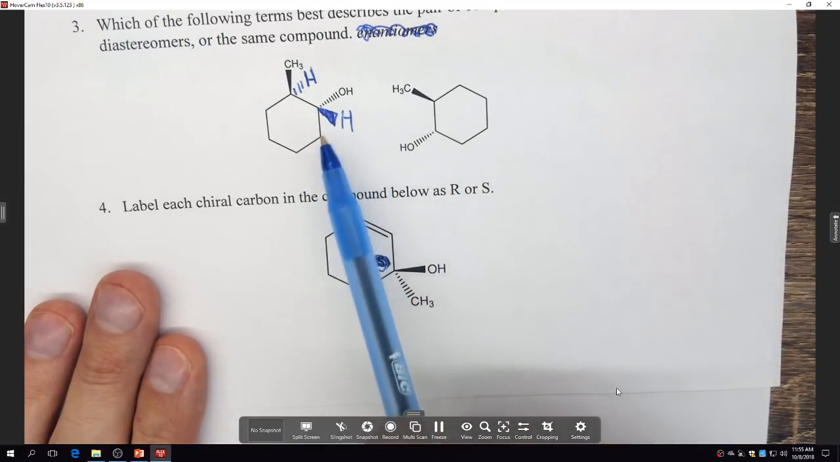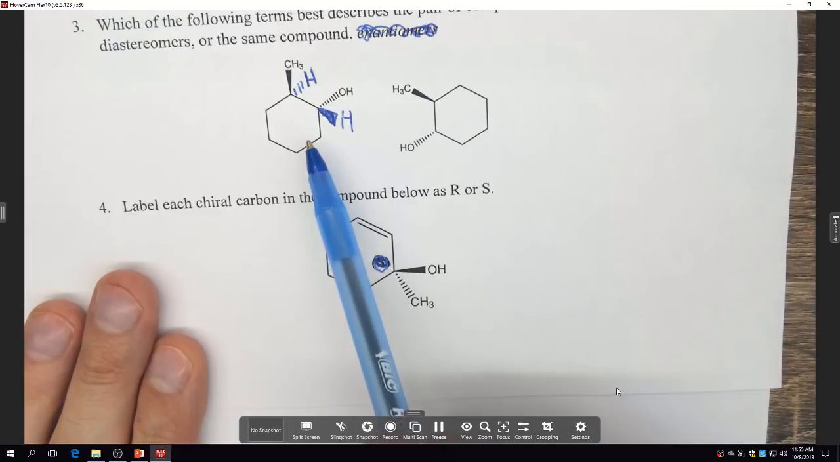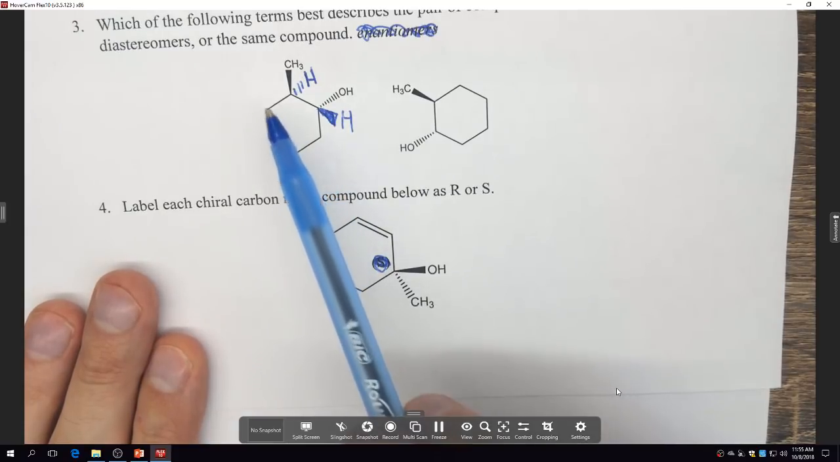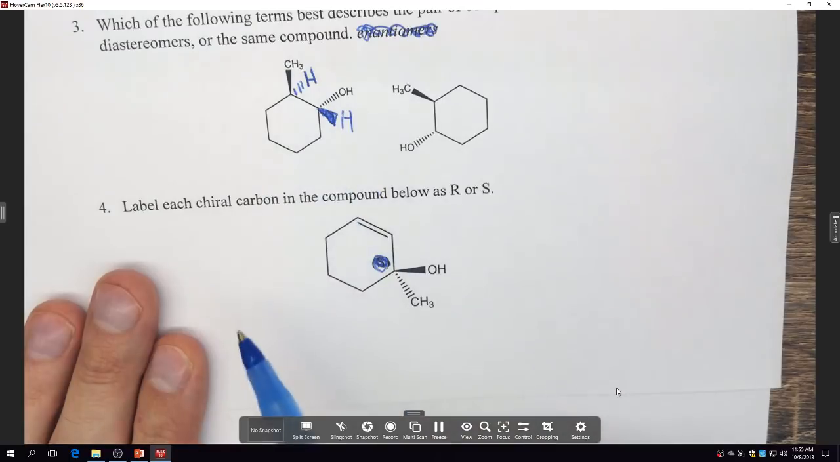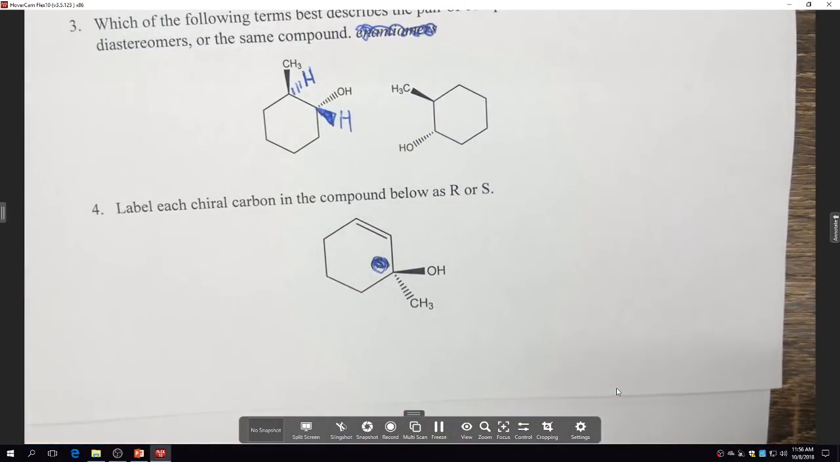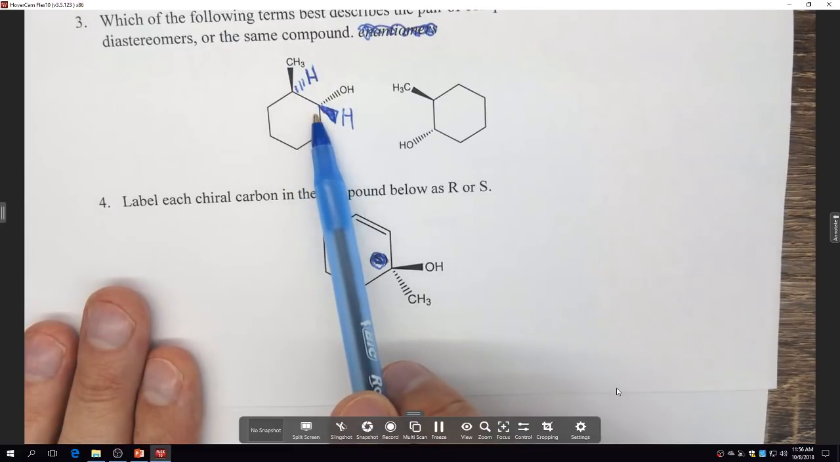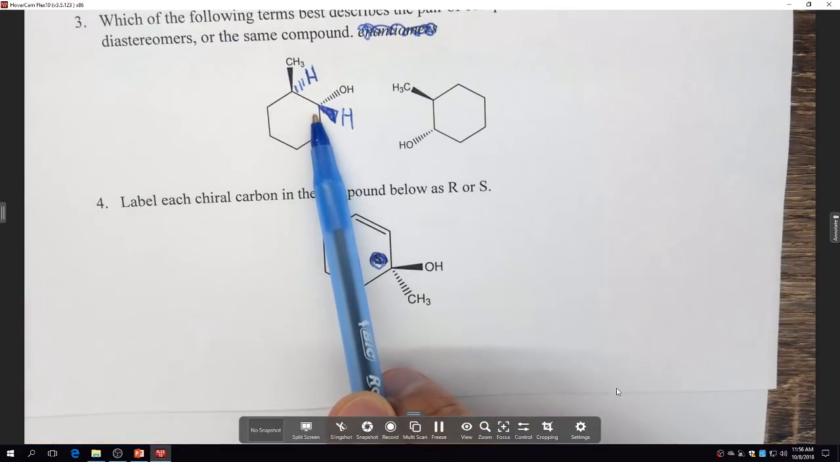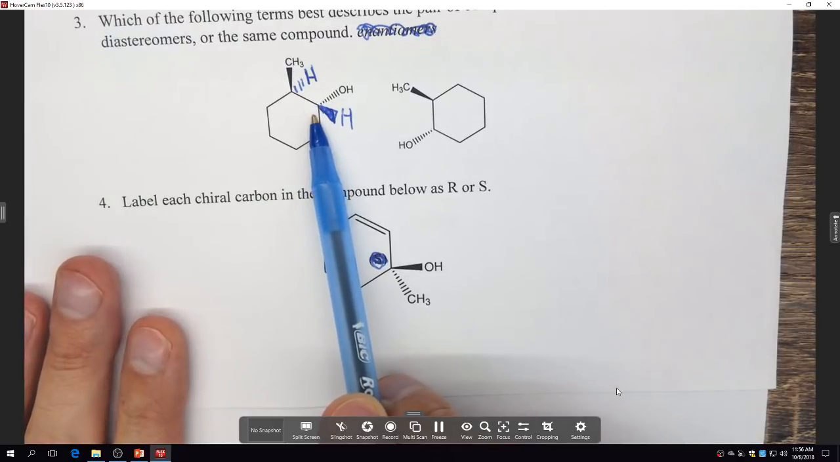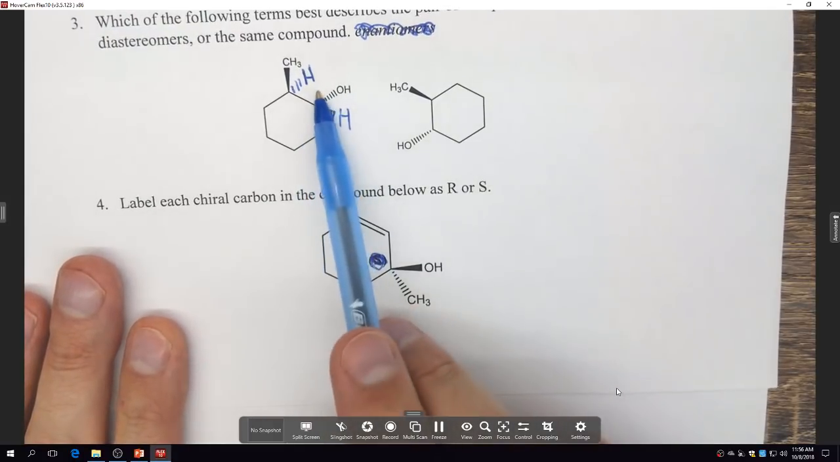So what do we need to do to figure out whether something is R or S? Prioritize the groups. What is the highest priority group? Generally speaking, it's the one that's the heaviest. So you go one atom at a time until you find something different. Clearly on both of these, the lightest group is H. Hydrogen has a molar mass of 1. It's always the lightest group. If there are 2 hydrogens, it's not chiral. So hydrogen, if there is 1, is always the lightest group.